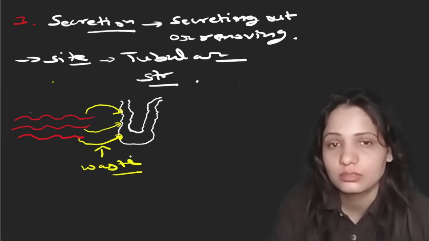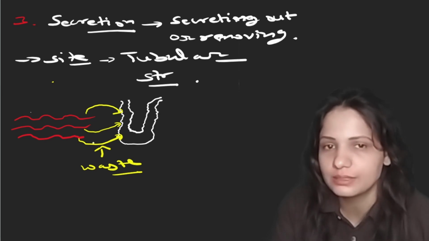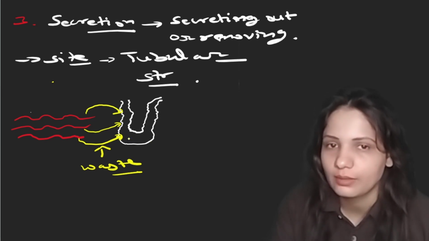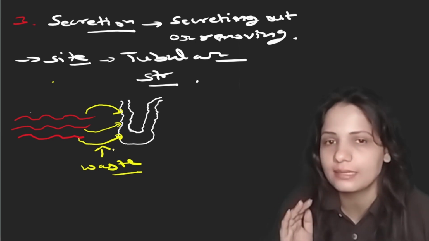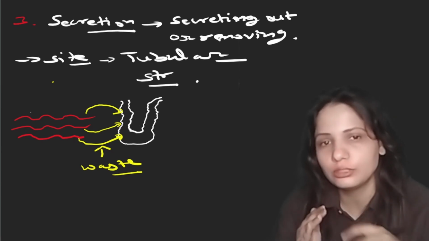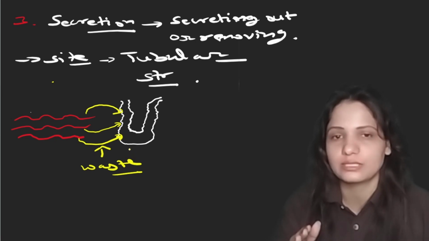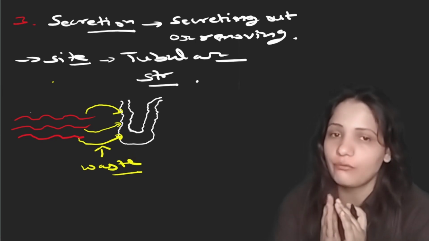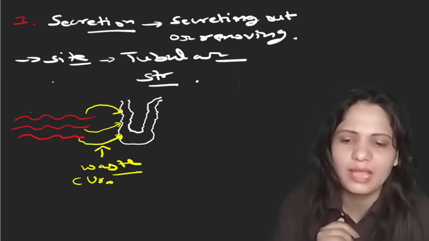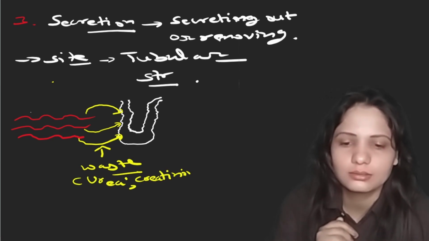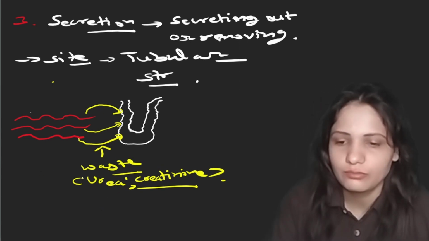So the waste material or waste compounds are secreted from the blood into the tubular structures PCT and DCT, and this process of secreting waste from the blood into the tubules is known as the process of secretion. In this process, waste material is secreted out from the blood into the PCT and DCT tubular structure. Waste material like urea. These are the waste material of our body, and these compounds are secreted out.